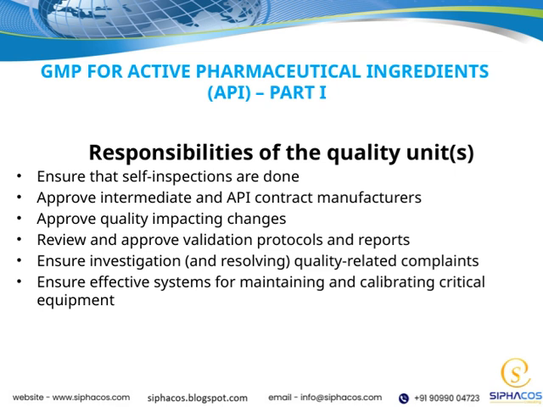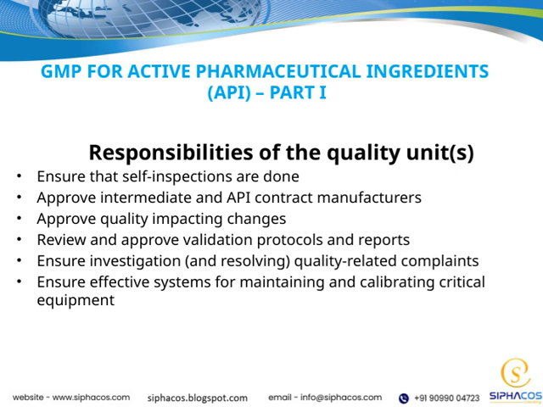First, they are responsible for ensuring that self-inspections are performed regularly. This helps us identify potential issues early and maintain high standards. They also need to approve intermediate and API contract manufacturers, which means they evaluate and validate the capabilities of our partners to guarantee quality throughout the supply chain. Additionally, they approve any quality-impacting changes, ensuring that modifications do not compromise product safety or efficacy.